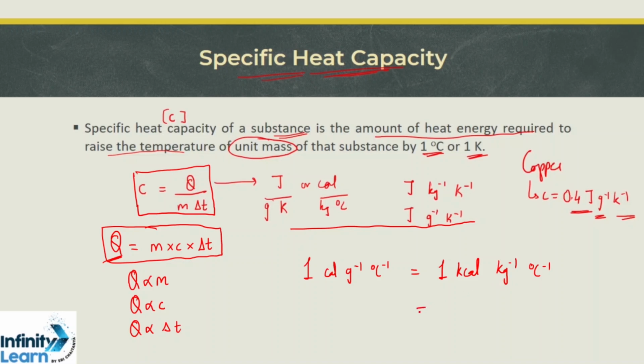Also, we can convert this into joules. So as we know, 1 calorie is nothing but 4.2 joules. So this will be equal to 4.2 joules, but we have kilocalorie over here. For kilo, we will add 10 raised to 3. So 1 kilocalorie will be 4.2 into 10 raised to 3 joules per kg per degree Celsius. So I hope the relation between the units is clear to everyone.